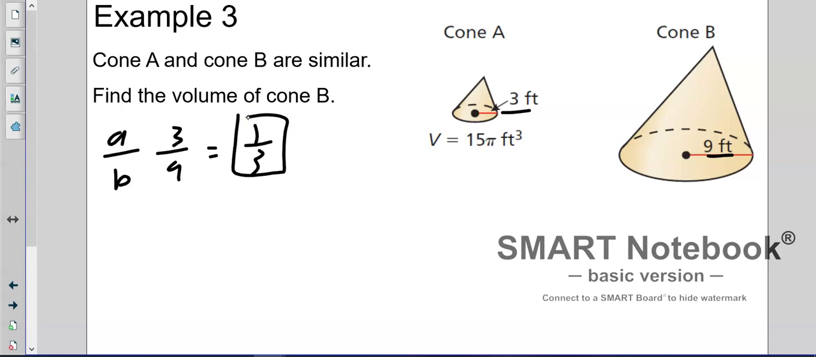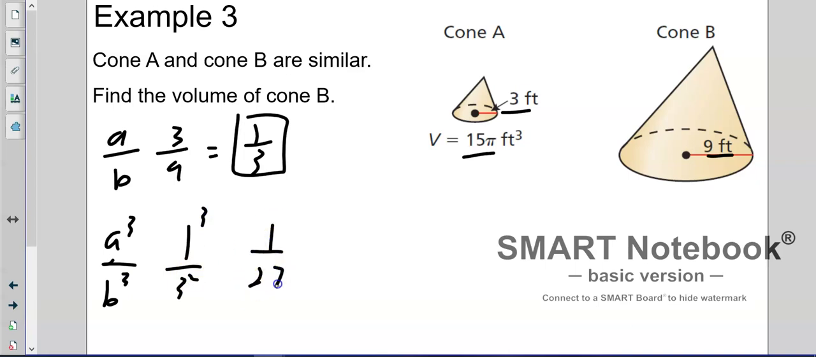But don't just think, oh, I'm just going to multiply 15 times 3. That's not what we're doing. Remember, the volume here is 15 pi, okay? So you can't just take 15 times 3 and go, oh, that's our answer. That's not the answer, okay? It's a very common mistake. So slow down here. Now, remember, we're talking about volume, so that's A cubed over B cubed, okay? So we're going to cube 1 and cube 3. So that's 1 over 27. There's that number we're looking at.